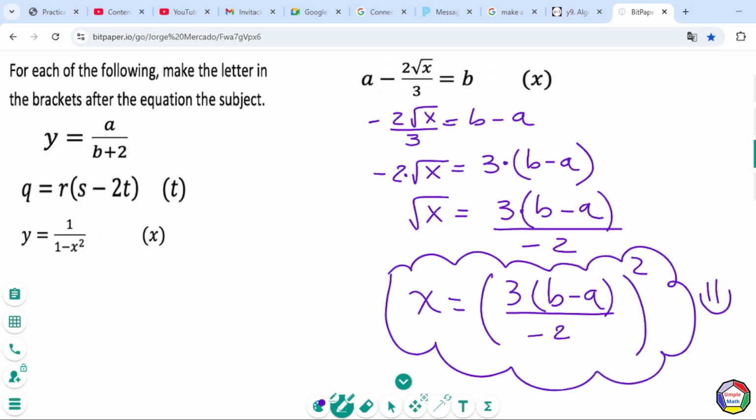All right? Okay, guys, I think this was enough for making a number the subject.